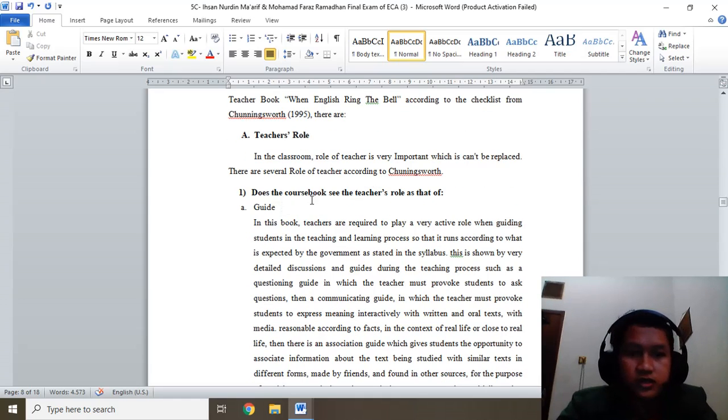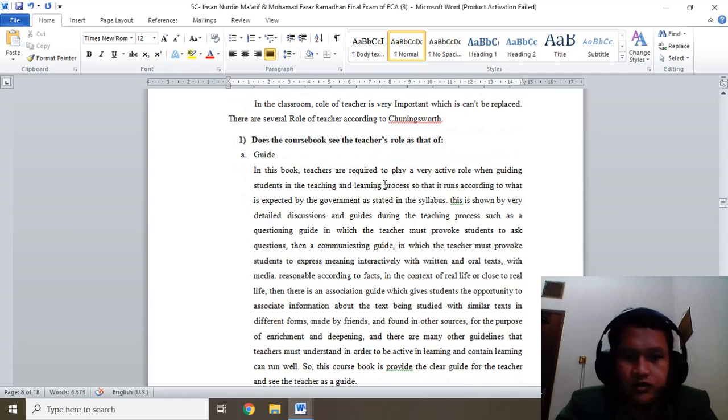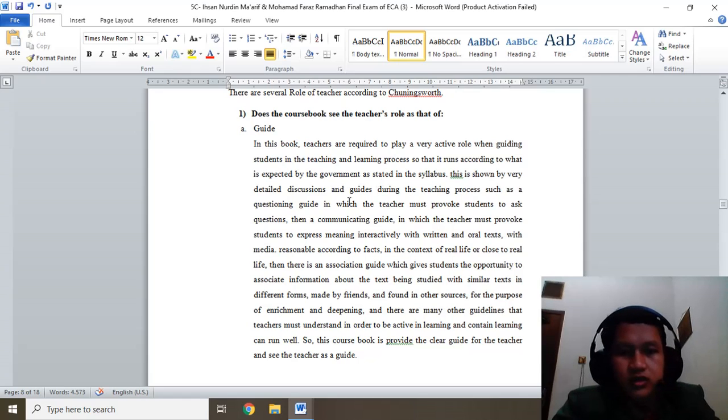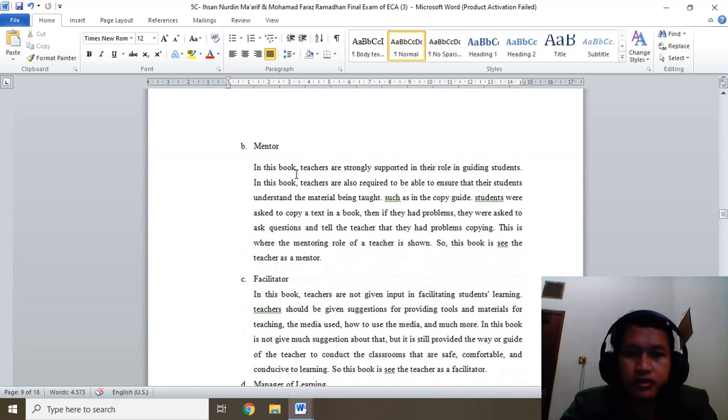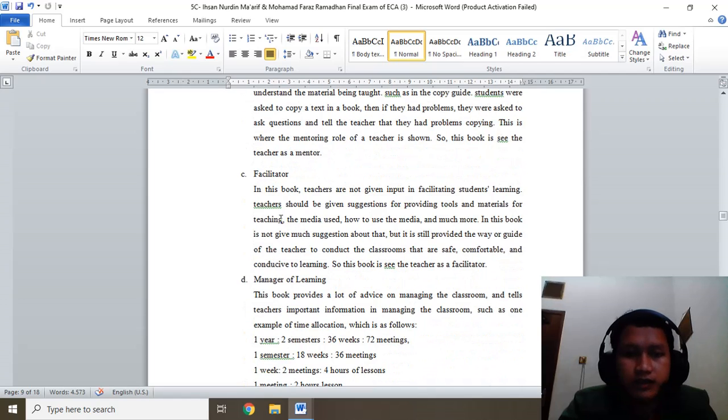The first one is, does the coursebook see teacher's roles as that of a guide? In this book, teachers are required to play a very active role when guiding students in the teaching and learning process so that it runs according to what is expected by the government as stated in the syllabus. So for the question, the guide is yes, and mentor is yes, because in this book teachers are strongly supported in their role in guiding students. And facilitator is yes also.